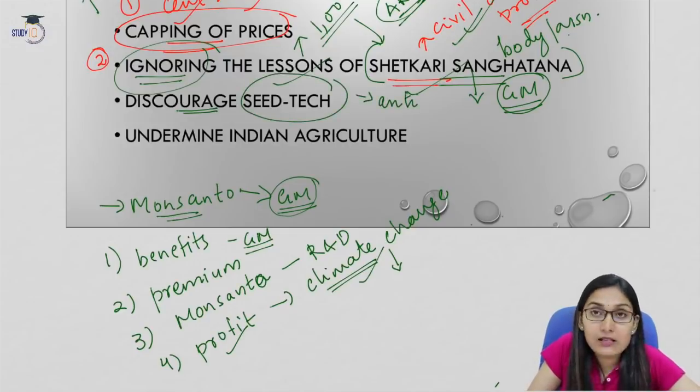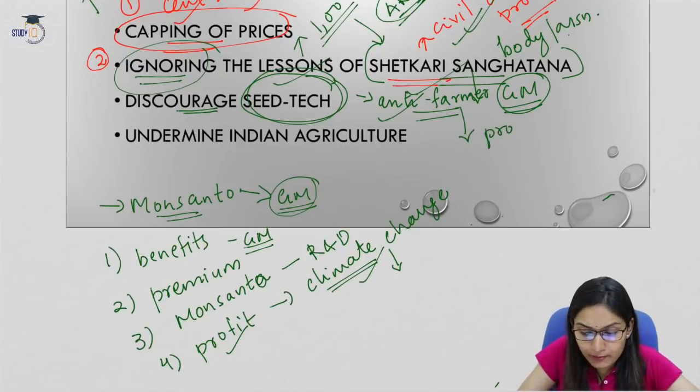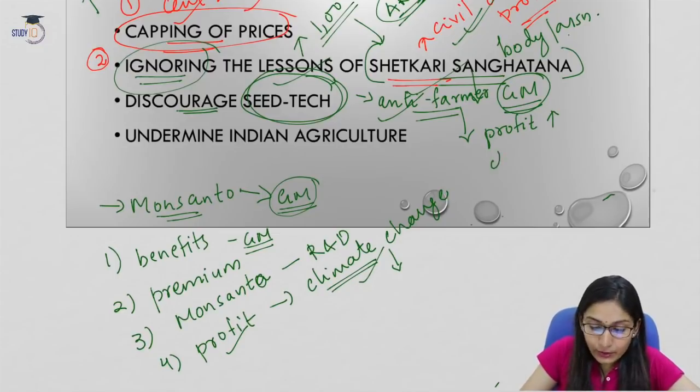So this was not considered by the government. So any move in order to discourage the seed technology would act as anti-farmer because the profit margins will increase with the use of GM technology seeds, and also the farmers will be able to adapt to climate change. So these are the factors.